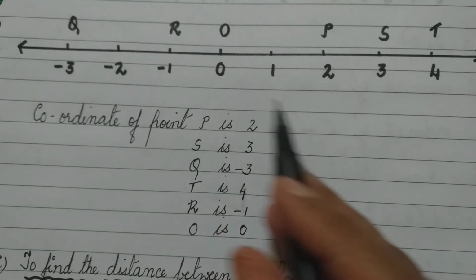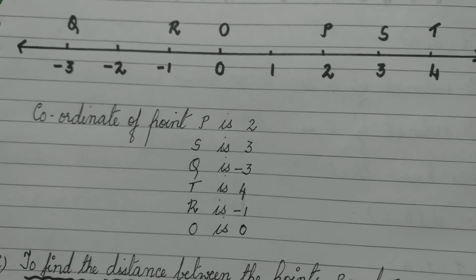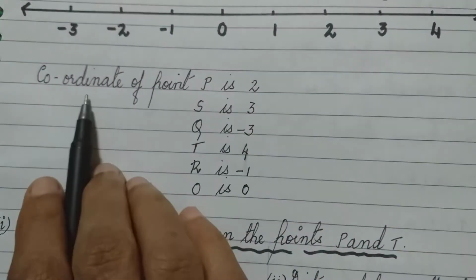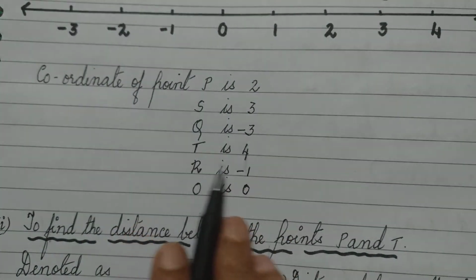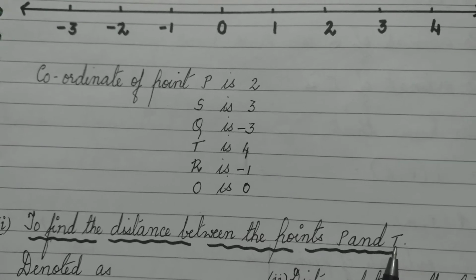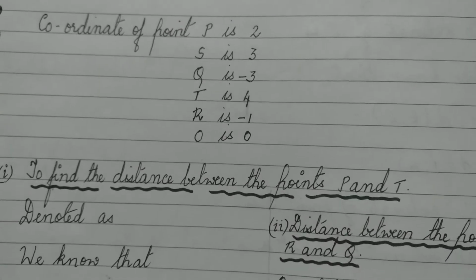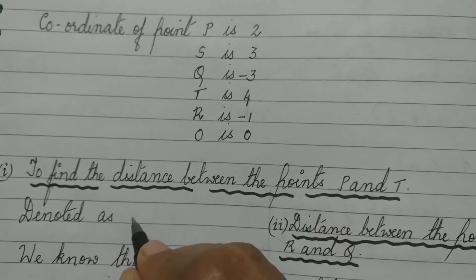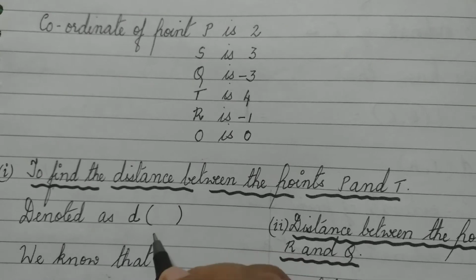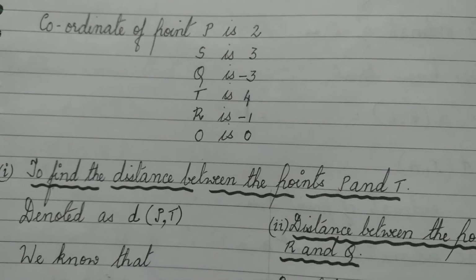Now using these coordinates, we find the distance between 2 points. Now to find the distance between the points, let us say I have taken the example P and T. We need to use the coordinate of point P and the coordinate of point T. So when I have to find the distance between the points P and T, every time we won't write a long sentence. How is it denoted? Distance, that is D, between the points will be written in bracket, which are the points P and T, and between P and T we put a comma.